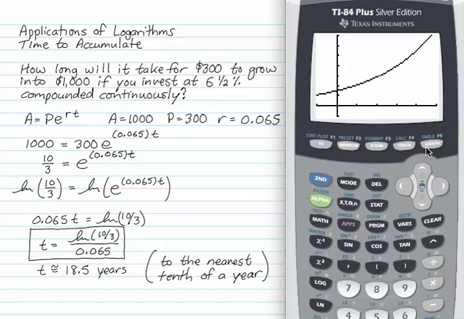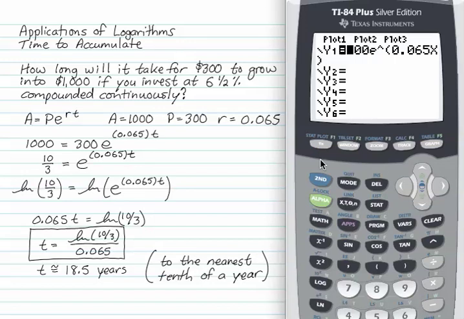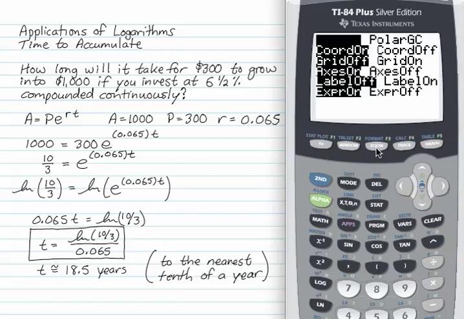There's the curve. We could do a couple things to make this more visual. We could ask the calculator to also draw the line at y equals 1,000. We could also ask the calculator to show the grid marks to give us some sense of the placement of the graph.